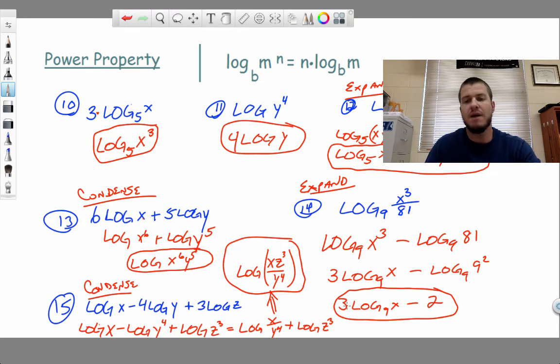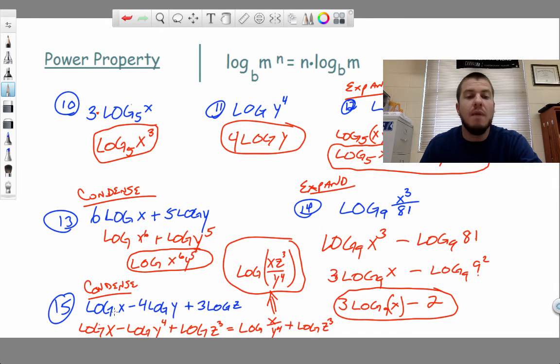14 should have come out to 3 log base 9 of x minus 2. When you separated them, use the minus because they're being divided, and then this 3 comes out in front, and this 81 can turn into 9 squared, and now these bases are the same, so the whole log becomes 2. Understand that it's just this x inside the log though. And then this one. This is one that a lot of people will get wrong.